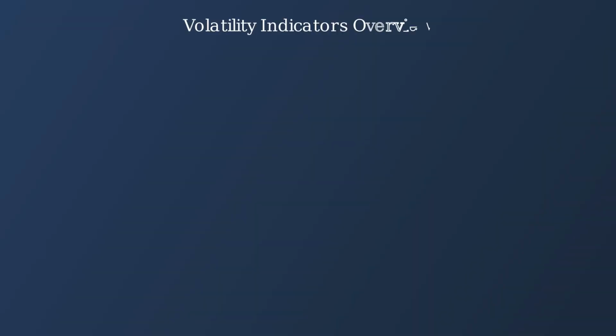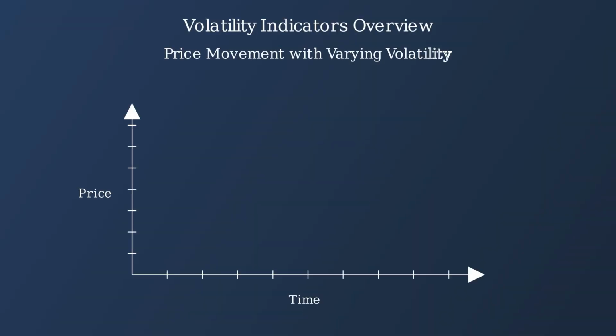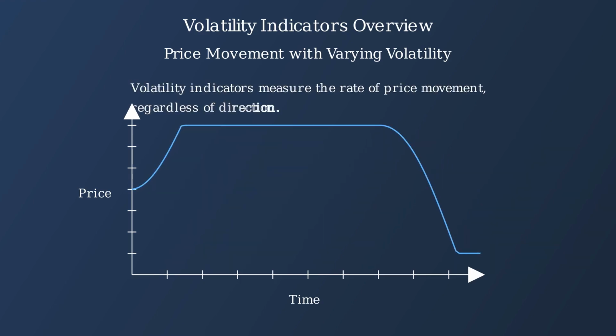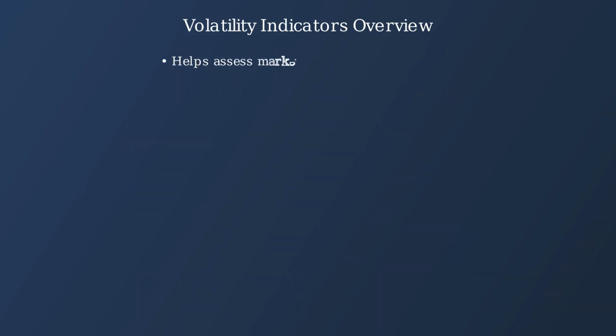Volatility indicators measure the rate of price movement, regardless of direction. Consider a market with low volatility, where prices change gradually over time. As volatility increases, price movements become more dramatic and unpredictable. Volatility indicators help traders assess market risk and identify potential price breakouts. Volatility indicators serve several key purposes for traders.